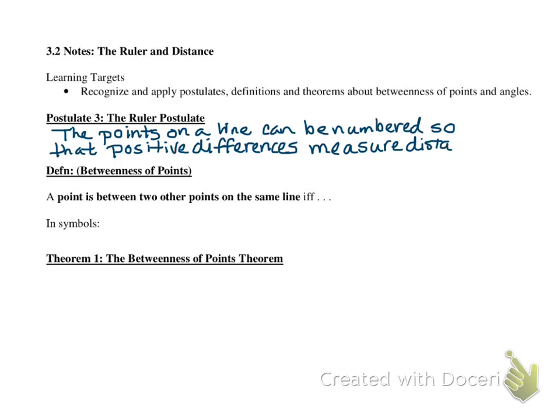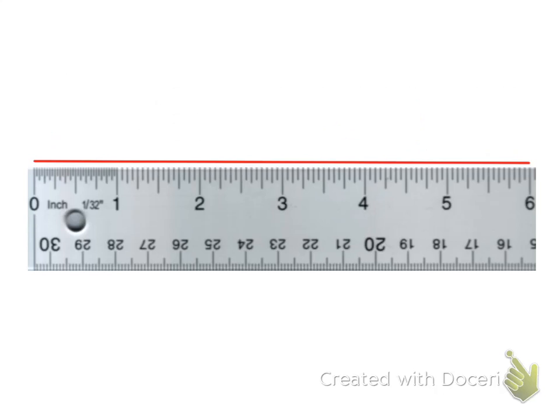Now, because you're measuring distances, it's important that you are talking about positive differences. You wouldn't want to take two numbers and subtract them and come up with a negative. You couldn't call that a distance. So let's look at what that looks like with a ruler. So here's a line, and I've put a ruler up next to it.